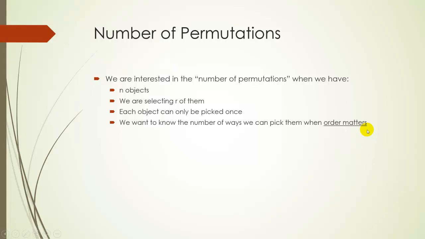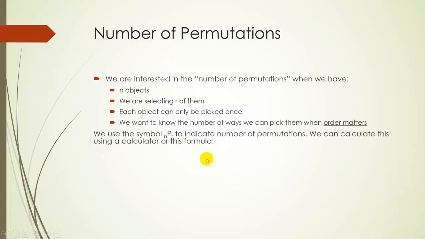In other words, we care about coming in first versus coming in second versus coming in third. It's better to come in first. All right, so if you have all 4 of these things that we care about, we're interested in the number of permutations. We can use a symbol nPr, where n and r are just subscripts, to indicate the number of permutations. And to calculate it, if you were to do it by hand, you would use this formula. nPr is equal to just n factorial divided by n minus r factorial. And we're dividing by this n minus r factorial because we don't care about the last n minus r people. We only care about the first few people.